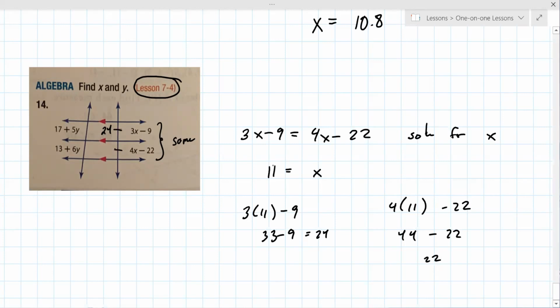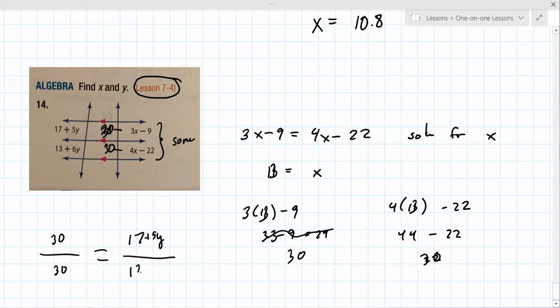Oh, because x is 13. That's why. Okay. Okay, so 3 times 13 minus 9 is 30. 4 times 13, 52, that's 30. Okay, so these are both 30. Now, what did they set up as the proportion? Do they say like 30 over 30 equals 17 plus 5y over 13 plus 6y?